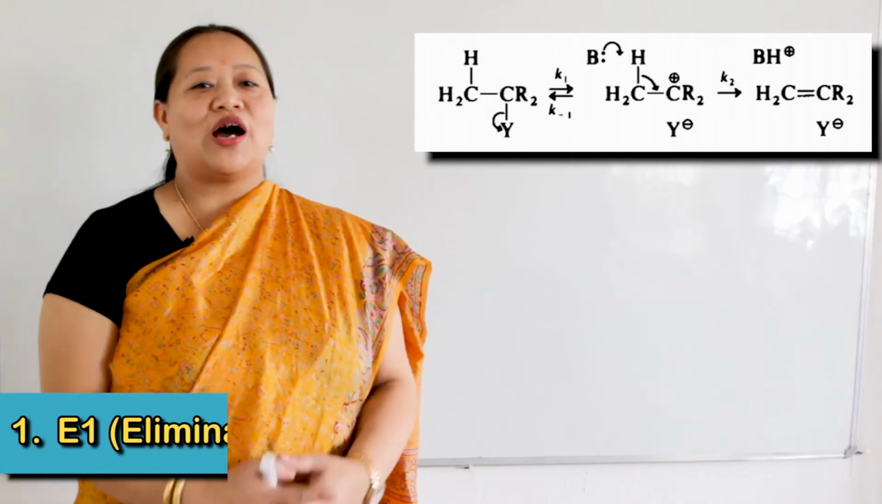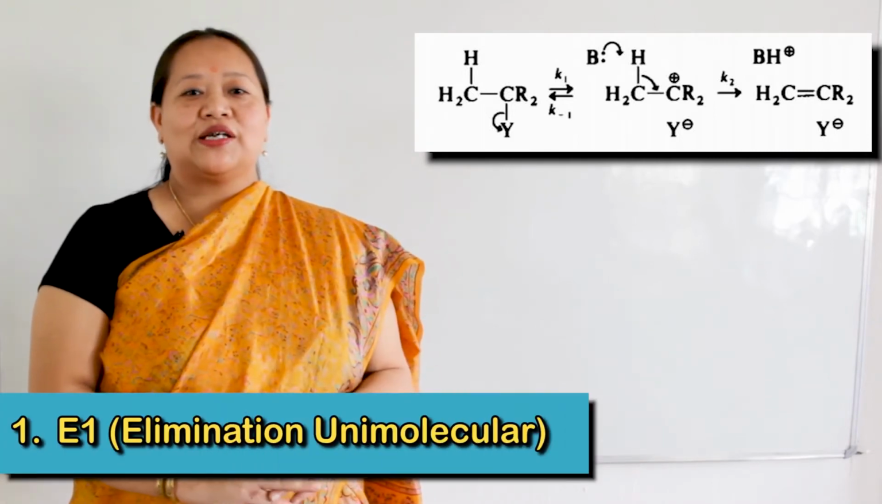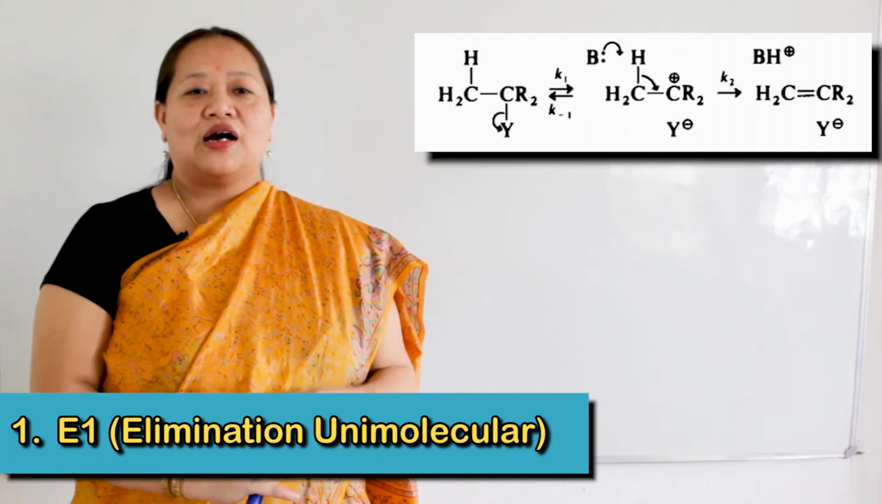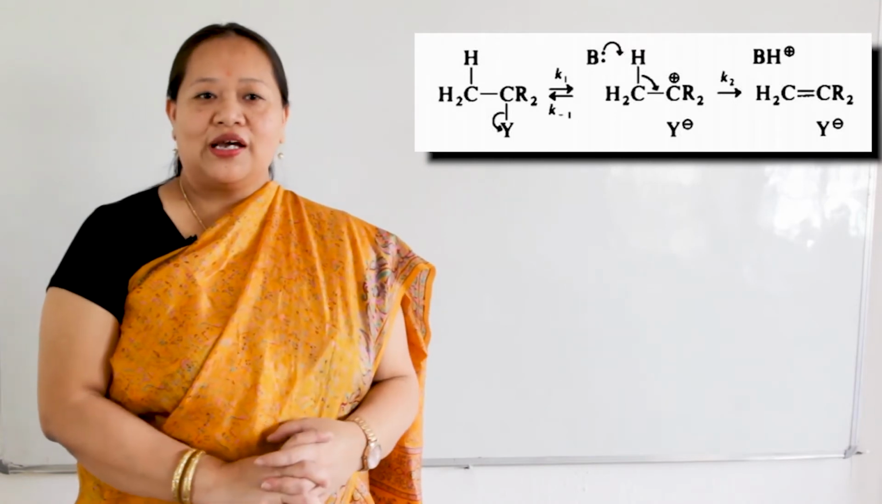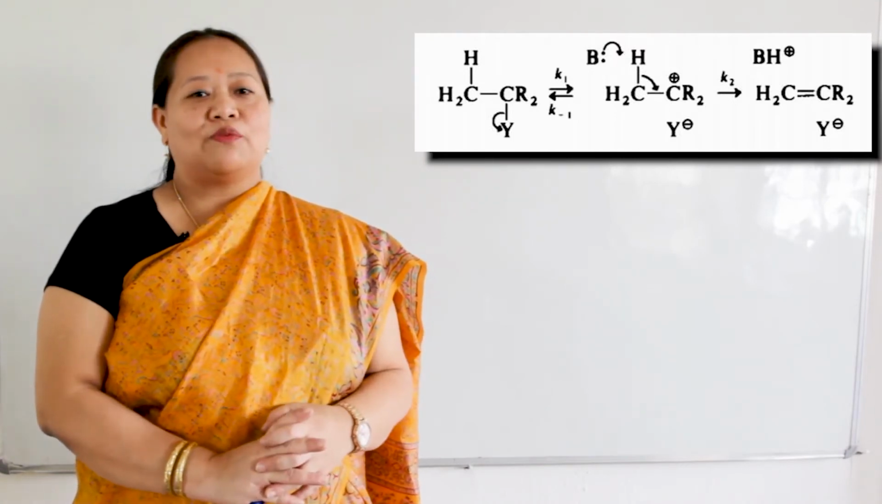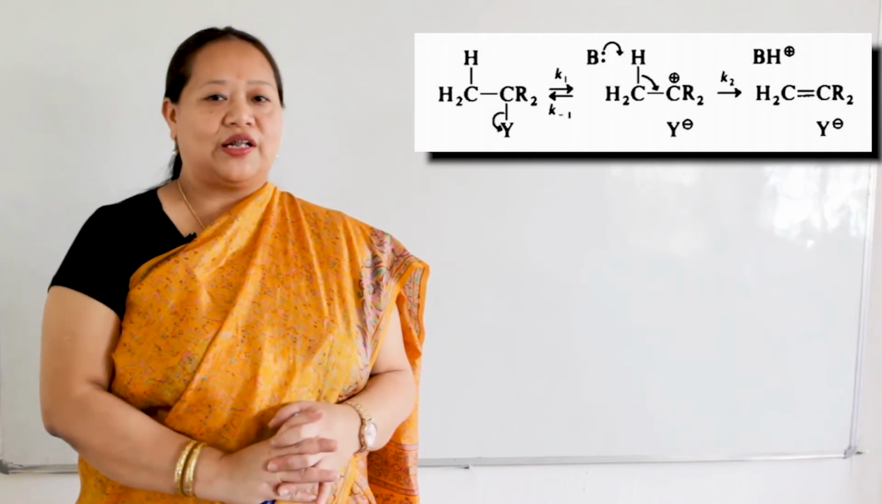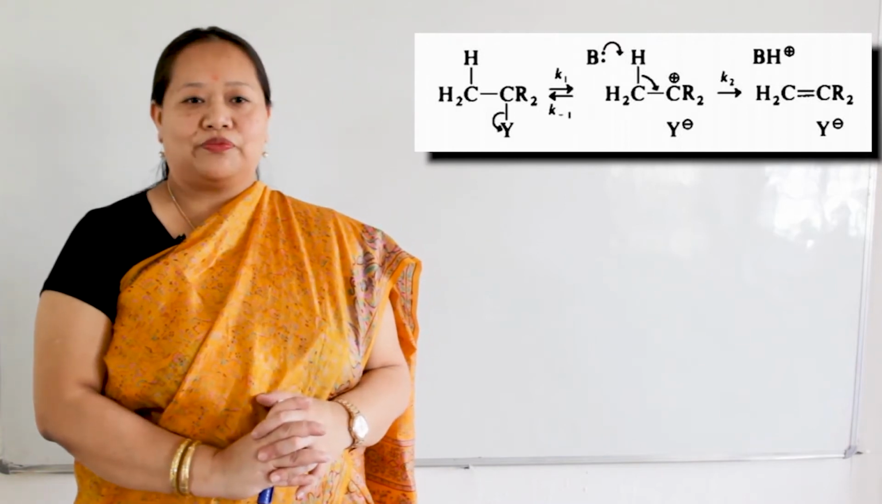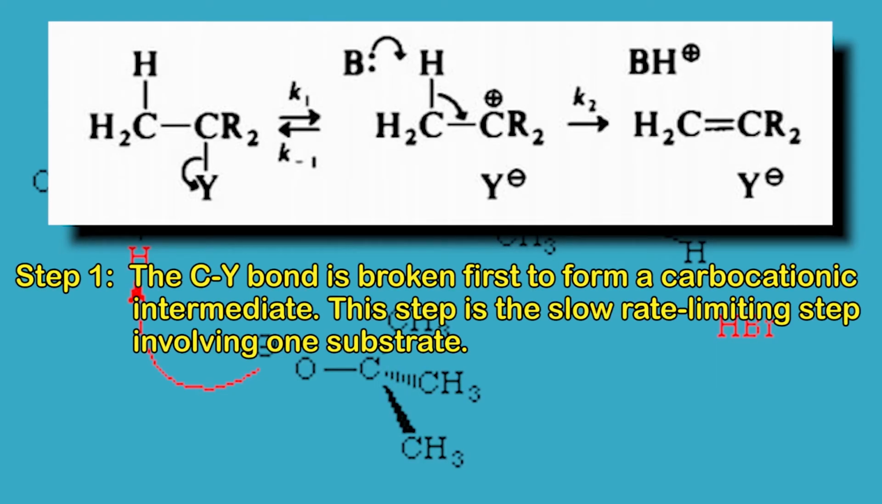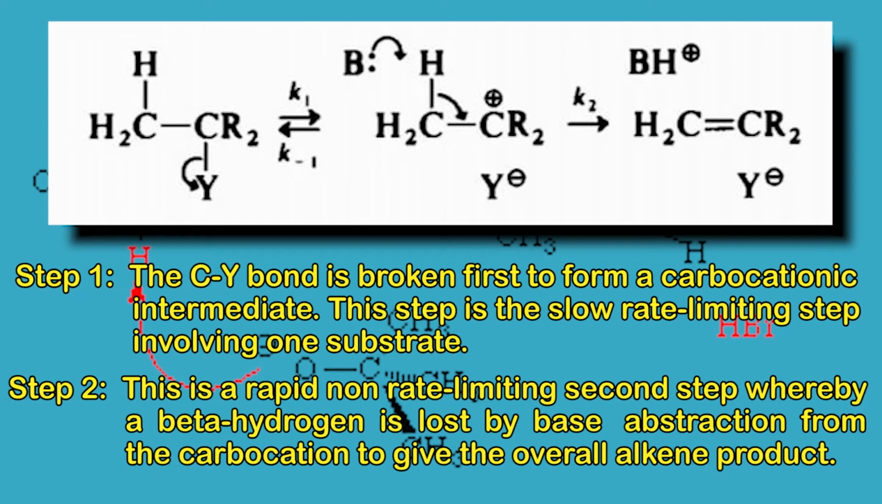We start with the E1 mechanism. The E1 mechanism is the beta elimination reaction in which the hydrogen-carbon and the carbon-Y bonds are broken separately in a 2-step process involving the formation of a carbocation intermediate, and this ultimately leads to the formation of the alkene by loss of the second group. The first step is the slow step, where the C-Y bond is being broken to give the carbocation intermediate, and the second step is the fast abstraction of the proton by the base from the beta carbon atom to form the alkene product.